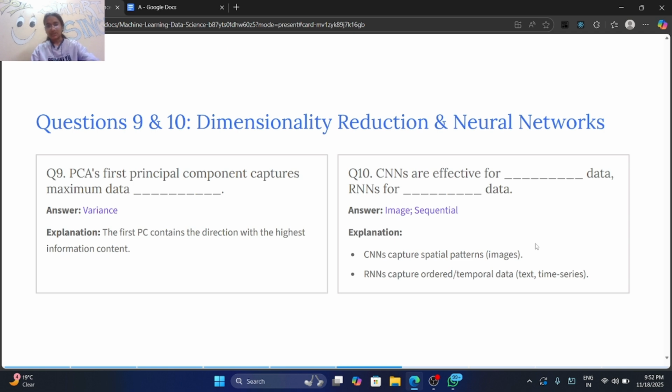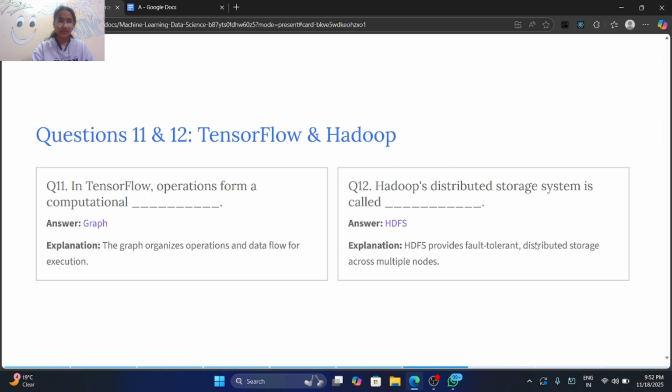Moving ahead with question number 10. CNN is effective for which data and RNN for which data? Basically CNN looks at patterns in space, perfect for images, whereas RNN understands sequences, perfect for text, audio and time series. So the answer is CNN captures images, whereas RNN captures sequential or we say ordered data. Next, question number 11 and 12, which are from TensorFlow and Hadoop. In question number 11, everything in TensorFlow works like steps in a flowchart. These are steps from a computational graph. So the answer is graph.